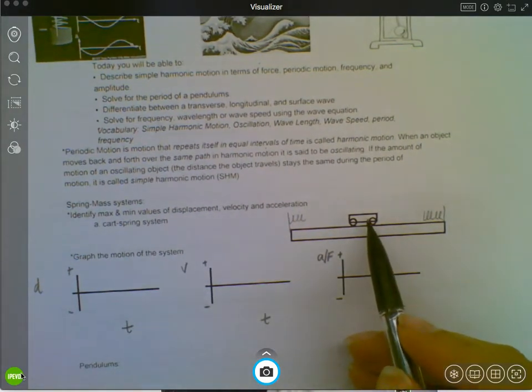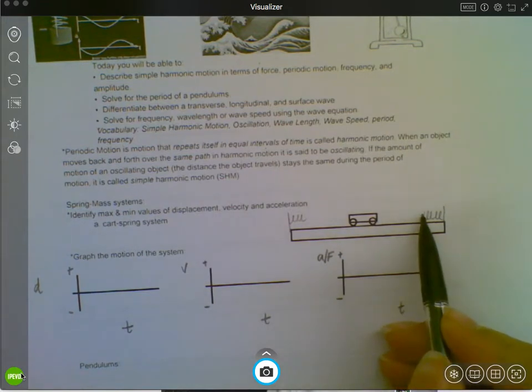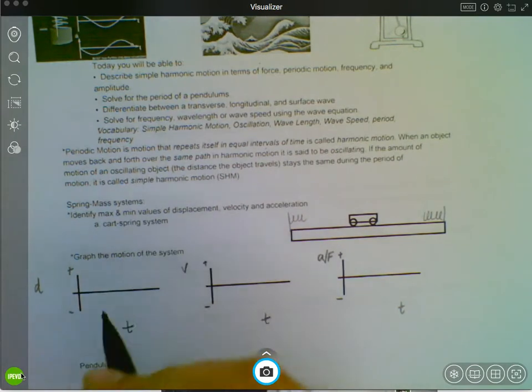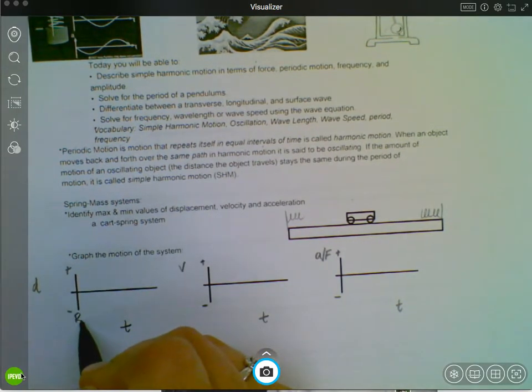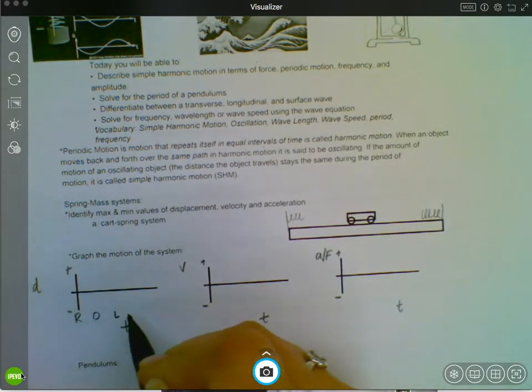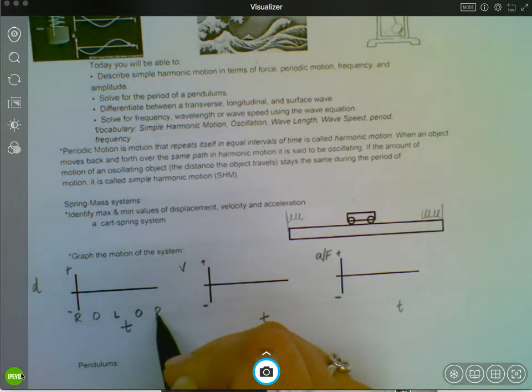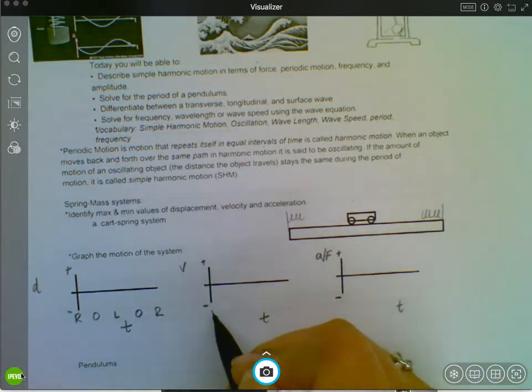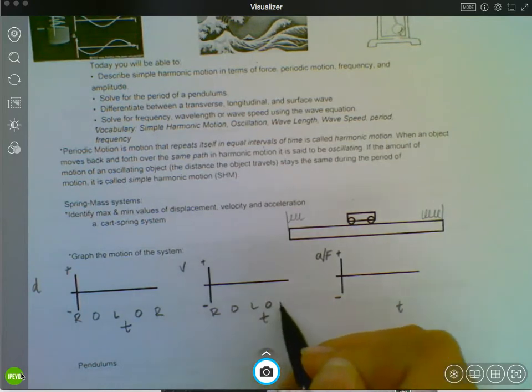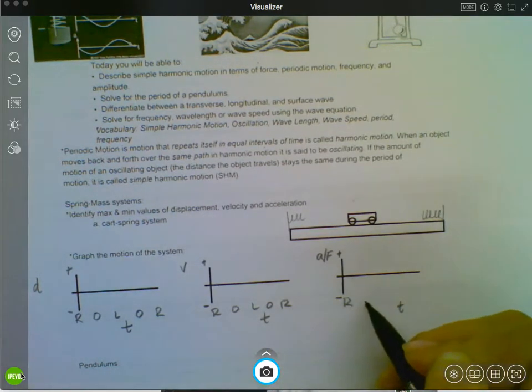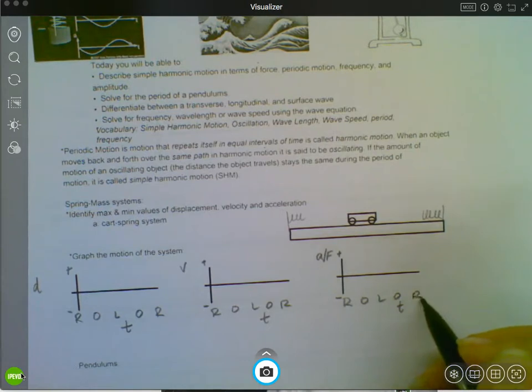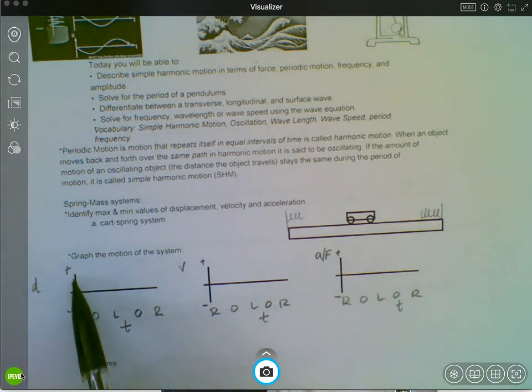We're going to say that the cart starts to the far right, pushed up against this spring. Down below here we're going to say right, origin, left, origin, right. Same thing for each graph: right, origin, left, origin, right. And we're going to graph the displacement at these different positions.